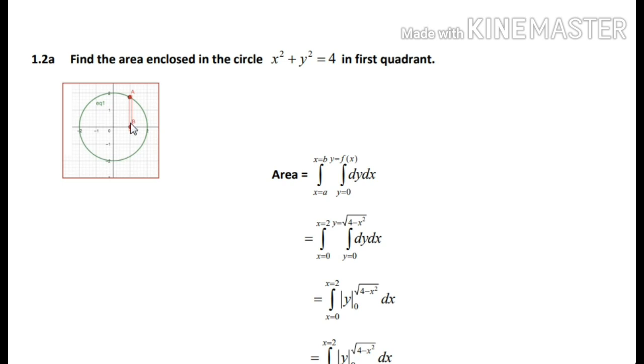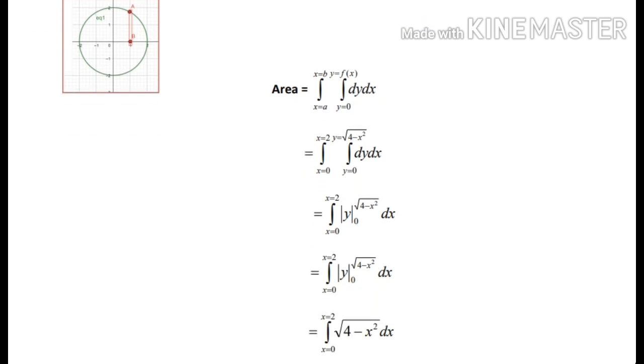So in this region this strip moves from this line to this point. So at this line x is 0 and this is the highest point. At this point x is 2. So limits for x are x equal to 0 to x equal to 2. Now first integrate with respect to y. So integration of 1 is y. So this is y under limit 0 to under root 4 minus x square. And apply limits, upper limit minus lower limit.